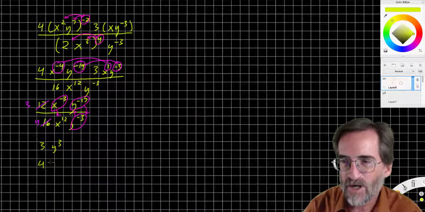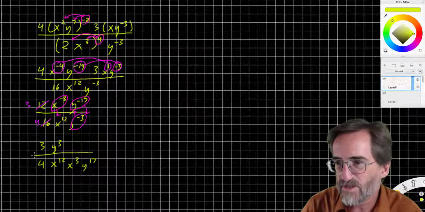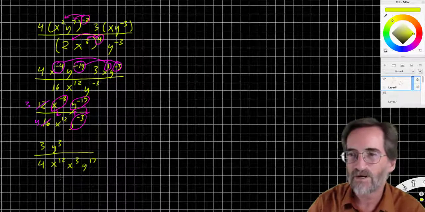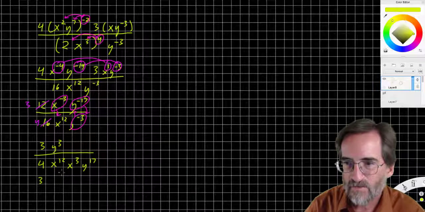On the bottom is going to be x to the 12th, it's staying put. X to the third, y to the 17th. So when a base or a power moves across the bar, it changes signs. And one last step, combine the like factors here.